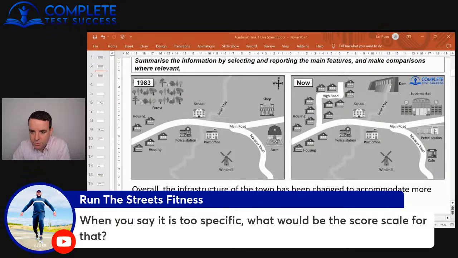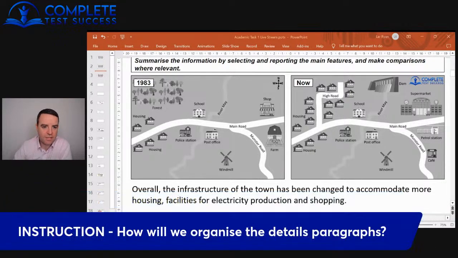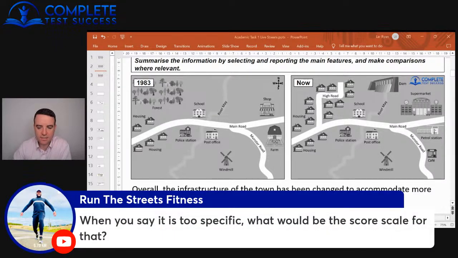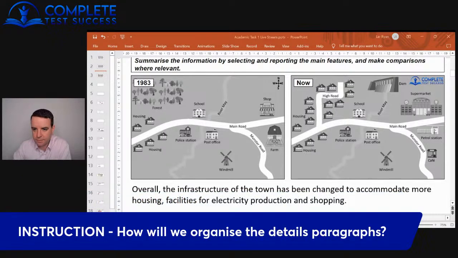When you say too specific, what would be the score scale for that? If your overview is too specific, you're looking at a band 5 for task achievement. It doesn't affect the rest, you could still get a higher score for coherence and cohesion, vocab, grammar, but with a specific overview, your task achievement score will stay down.